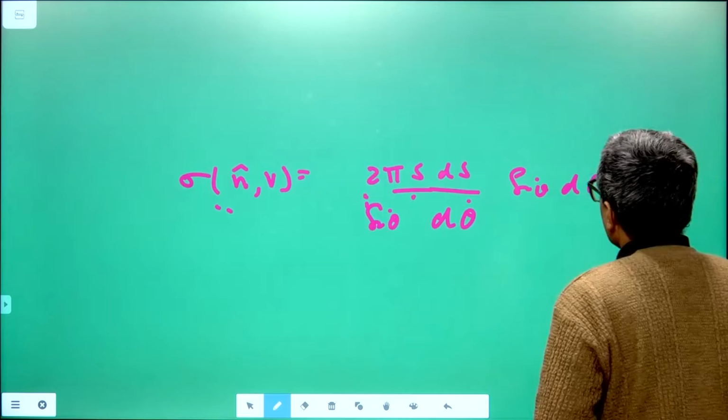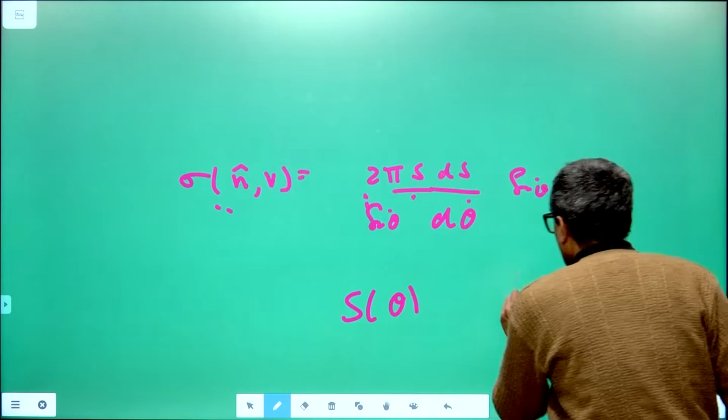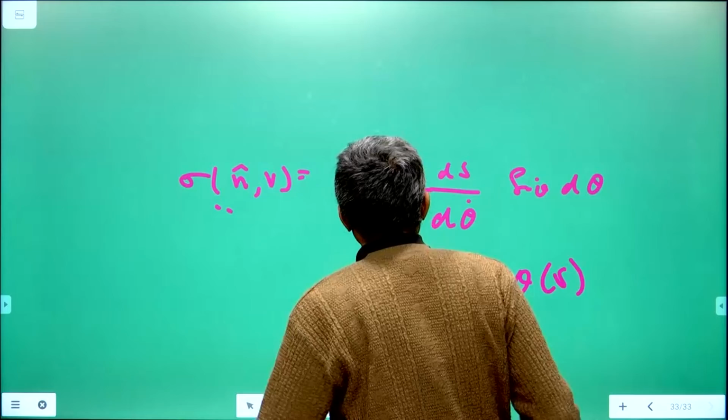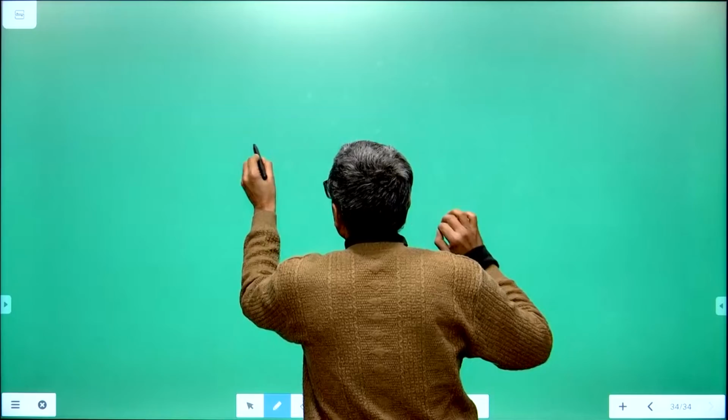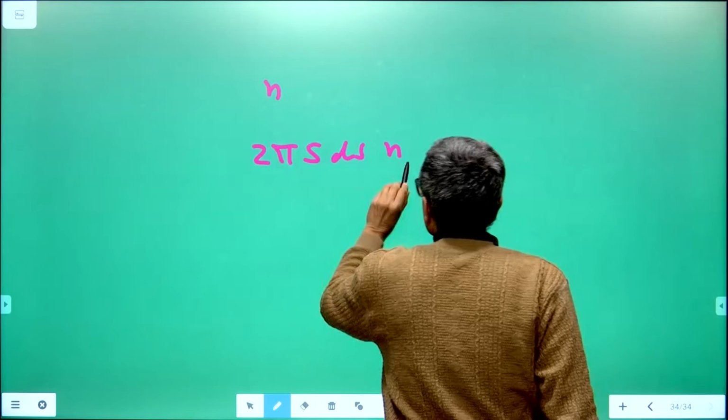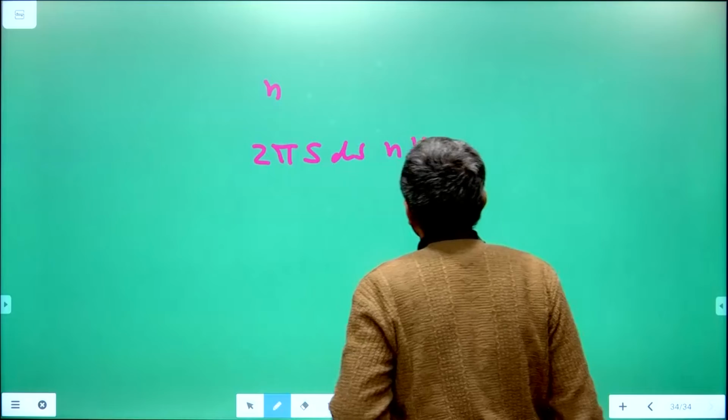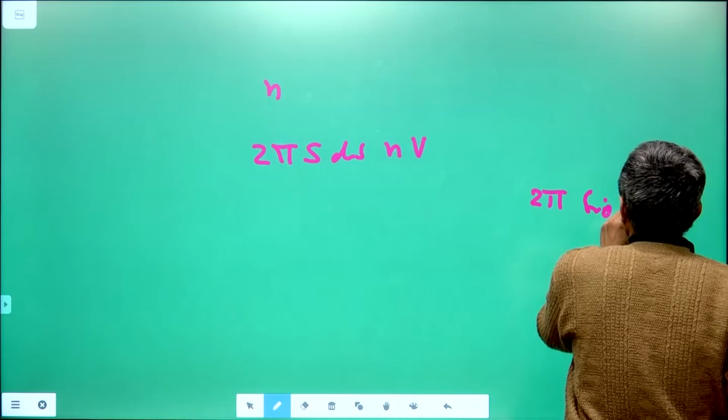Let us try to put this in more sensible terms. You know the scattering parameter as a function of theta, because you know theta as a function of s. So, you can write down the expression for the scattering cross section. It will not depend on the density of incident particles. The total number of incident particles, say n was the incident density. So, 2 pi s ds into n, into v, this is the total number of particles crossing the annulus s to s plus ds, and all these particles get scattered to within the solid angle 2 pi sin theta d theta, all these get scattered within this solid angle.